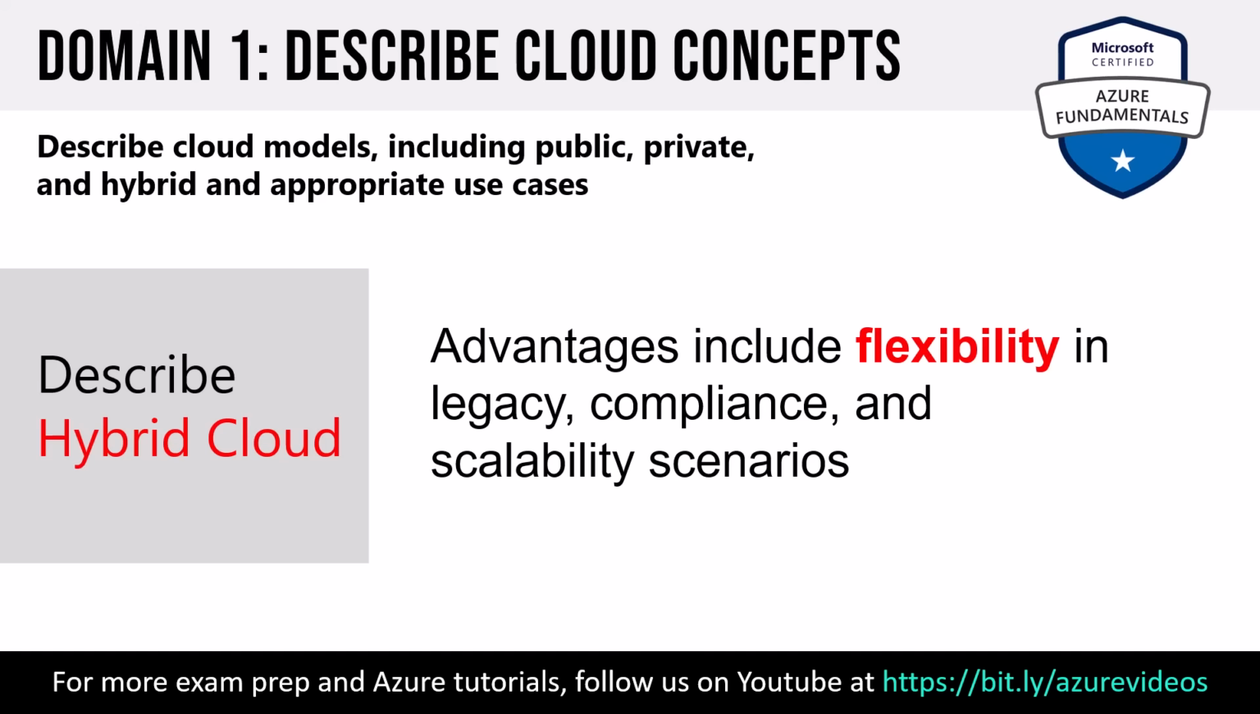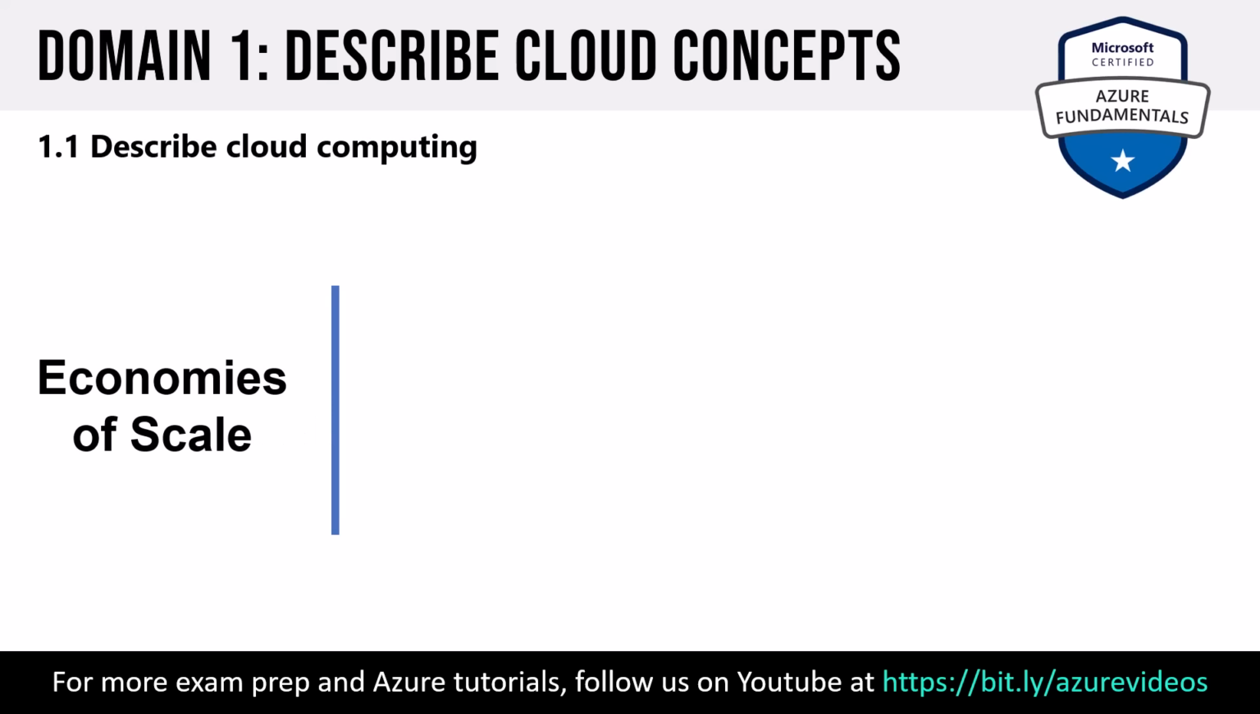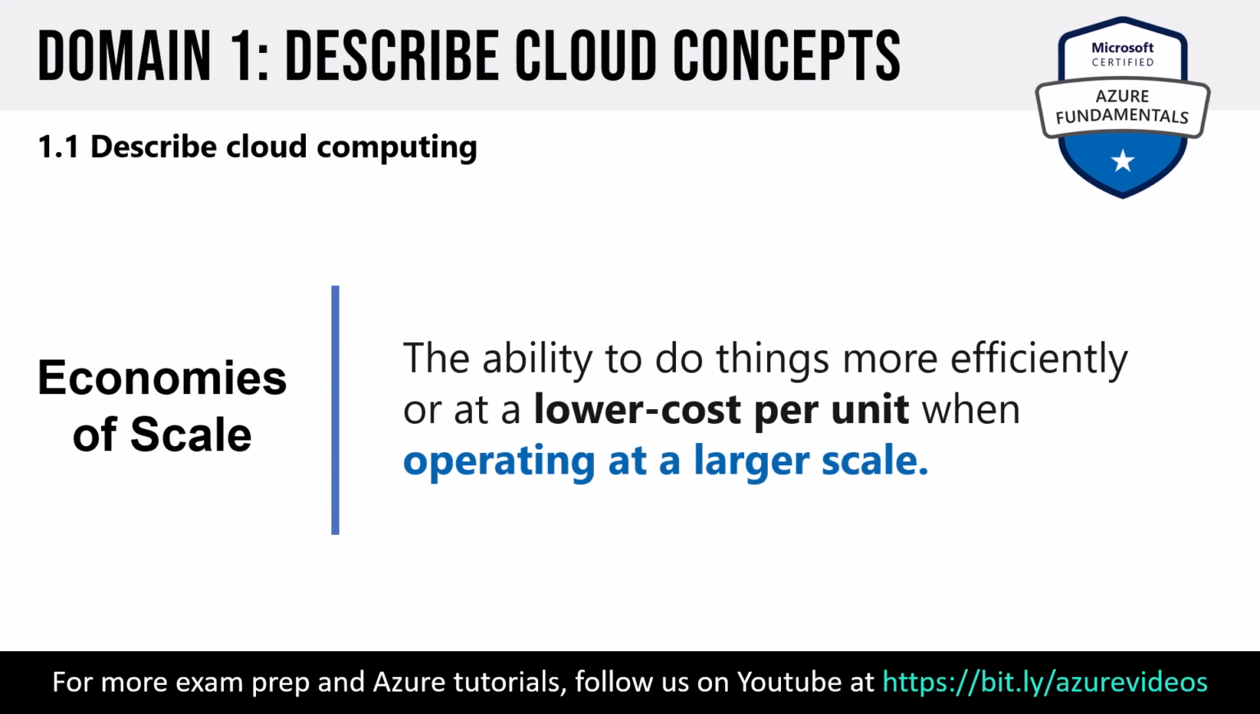Next, we're going to touch on some foundational cloud concepts, beginning with economies of scale. Economies of scale refers to the cloud service provider's ability to do things more efficiently or at a lower per unit cost because they operate at a larger scale. Because Microsoft can buy more servers and more storage than the average business, they can deliver compute at a lower cost than the business might be able to provide on their own.